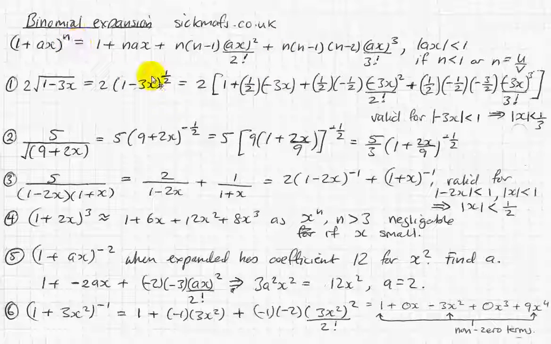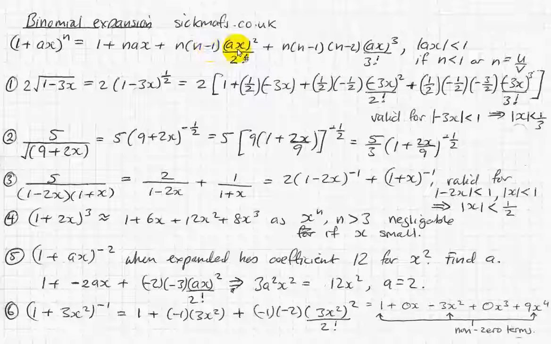I've got my n on the top, so my n is half in this case, so it starts with 1, as this one does. Then I have to do nax, which means half times ax. ax in this case is minus 3x, so half times minus 3x. So that's basically my second term. My first term is there. My third term is from this one here, so n times n minus 1, which is half times minus half, because if n is half, then n minus 1, half minus 1, is minus half.